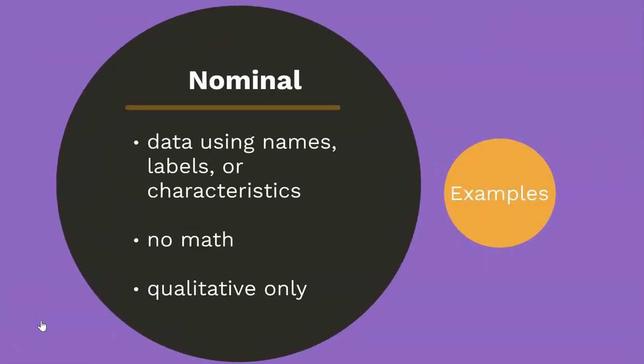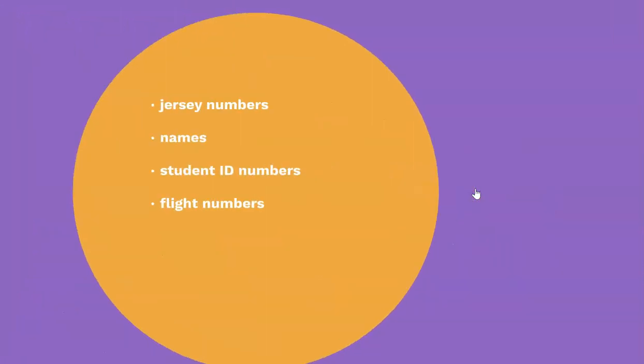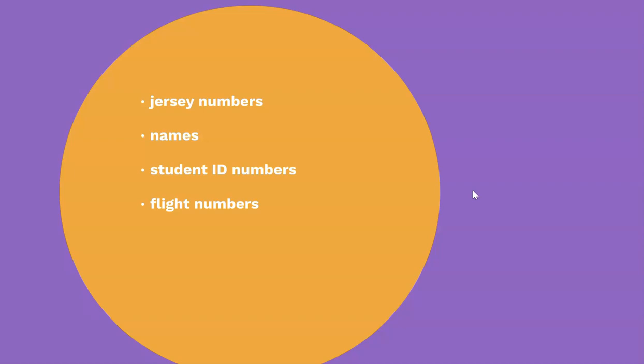So starting at nominal, data is name data, data that is used as labels or characteristics. No math can be done at this level of data, and all of this data would have to be qualitative only. There is no quantitative data in the nominal level of data. Some examples of nominal data include jersey numbers, names, student ID numbers, and flight numbers.